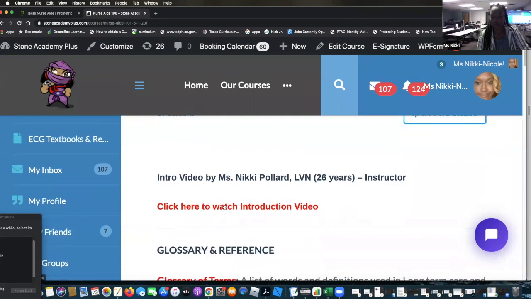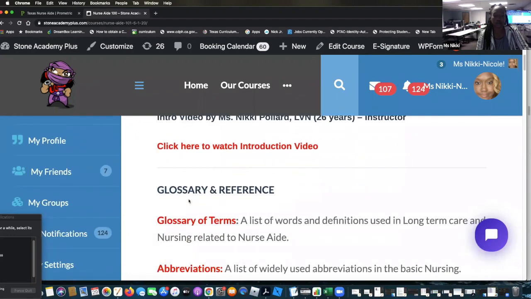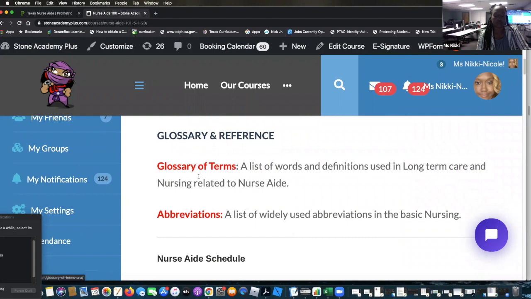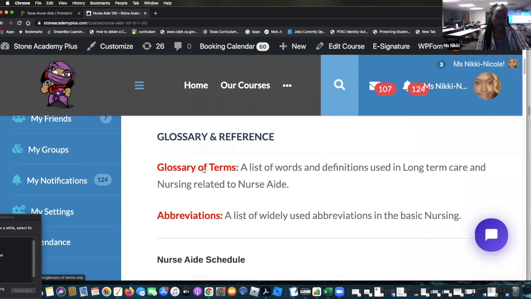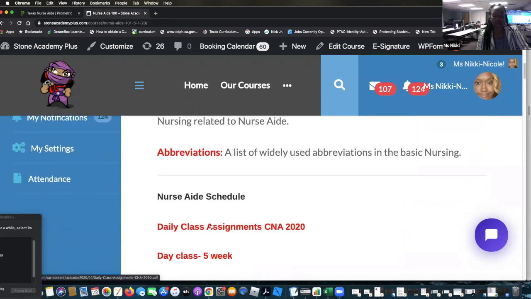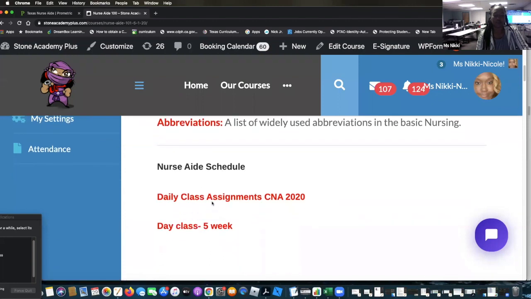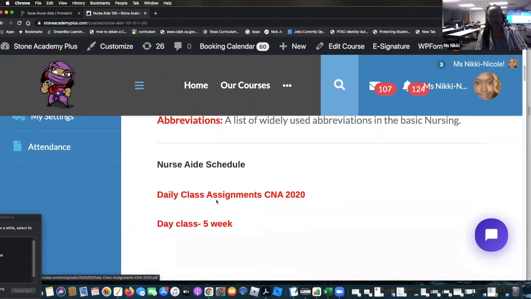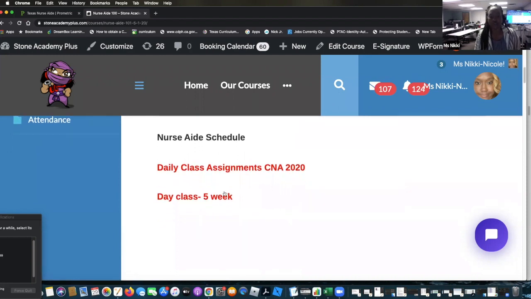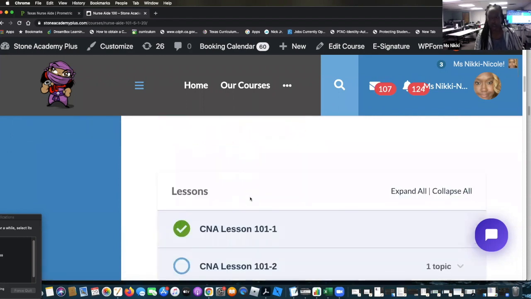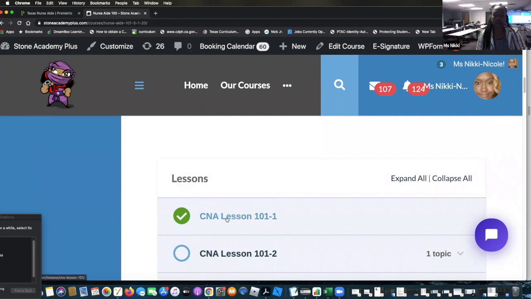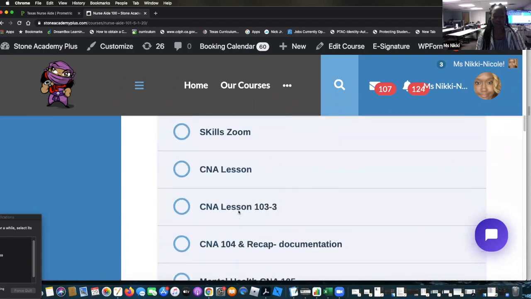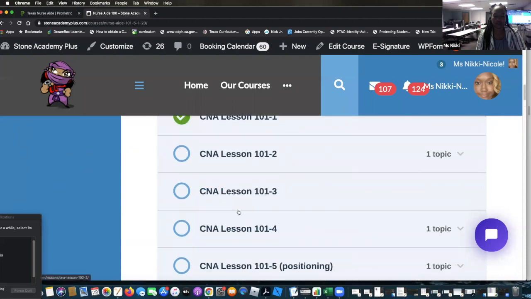So here you should have watched the introduction video. Always on page 1, if we give you a list of glossary terms, anything in red, I try to put everything in red that's clickable, okay? So if you see it's in red, then you should be able to click on it. The schedule updates constantly every month, so just make sure that's the right schedule for you. And then CNA lessons are right here, and then we get to the end.